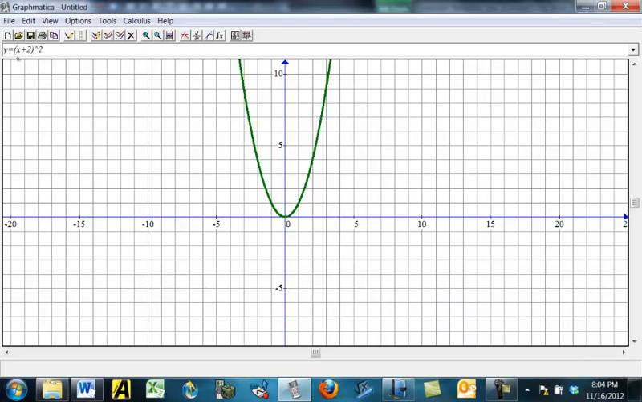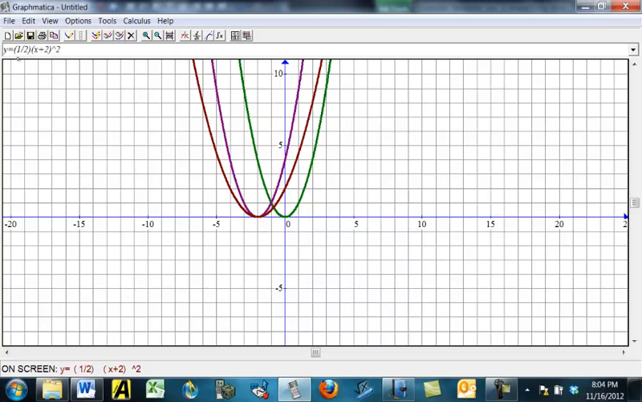That'll shift it to the left 2. And then I can put a number in front like, let's say about a half. And now that's going to squish it down closer to the x-axis. And then maybe I can add something at the end, like let's add a negative 5, and that'll shift it down 5. And so we can see that this new equation, 1/2 times x plus 2 squared minus 5, is going to be a new quadratic thing that's just a transformation of the y equals x squared.